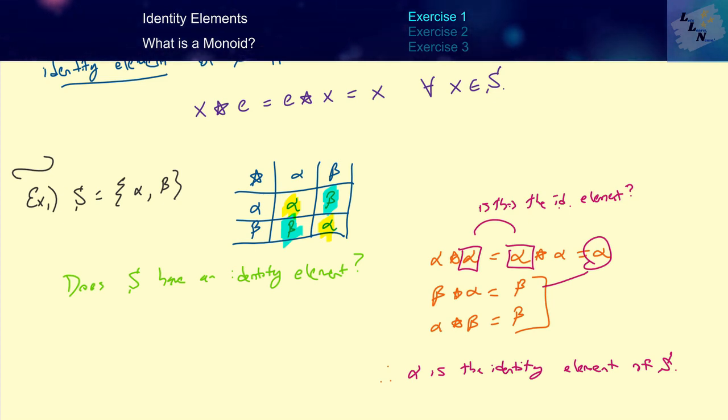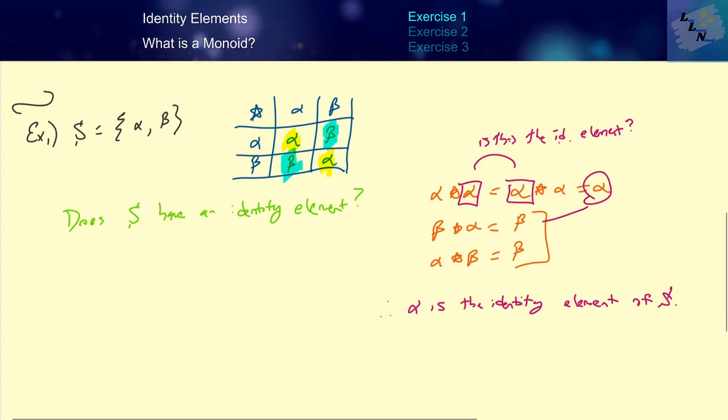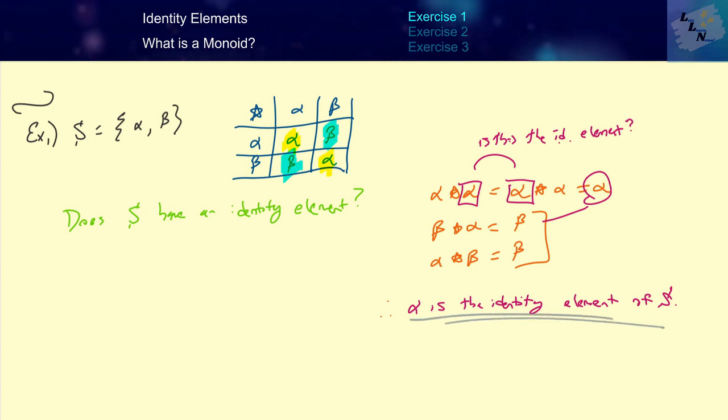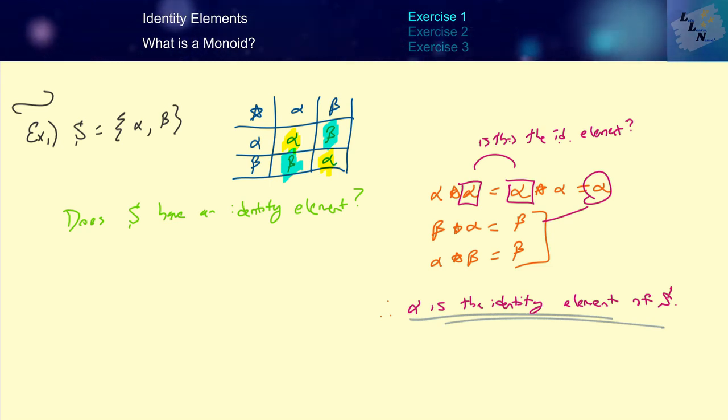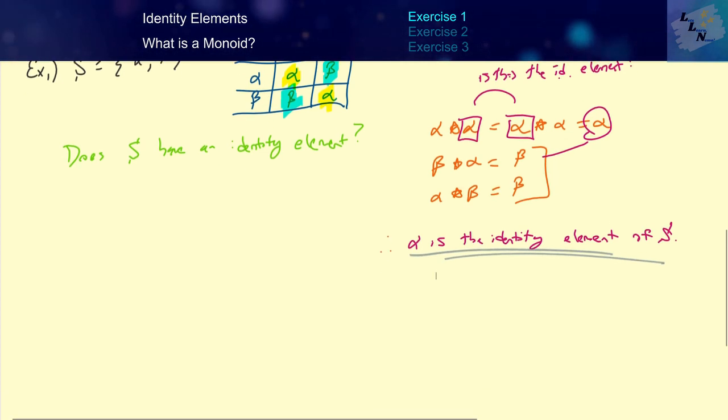All right, so let's jump back into this example of this set S that we've defined via this table. We've already figured out that this set does have an identity element, and that is precisely the element alpha. So let us go through the process of seeing whether this is a magma and moreover a semigroup, and then we're going to introduce what it means to be a monoid.